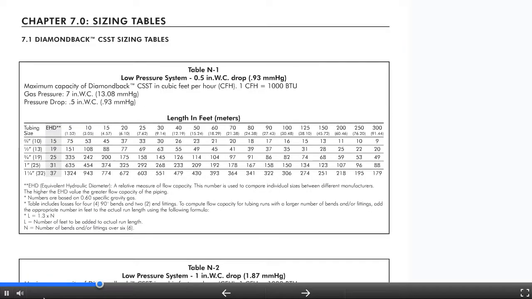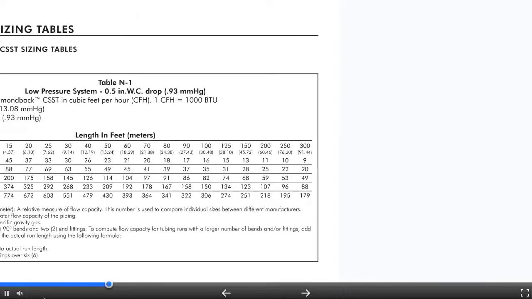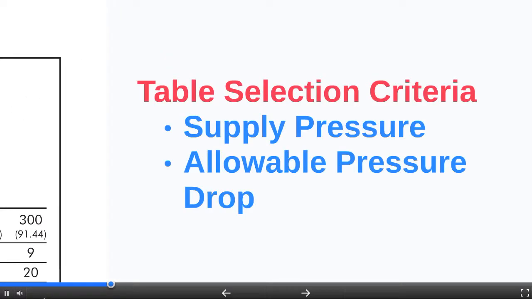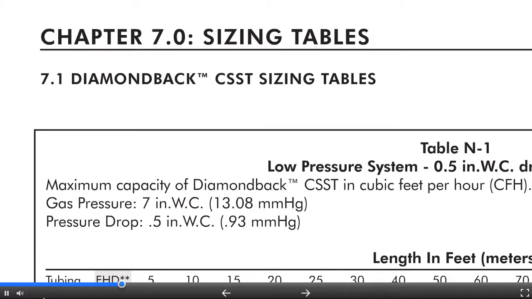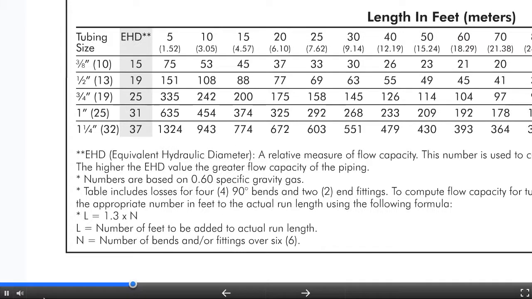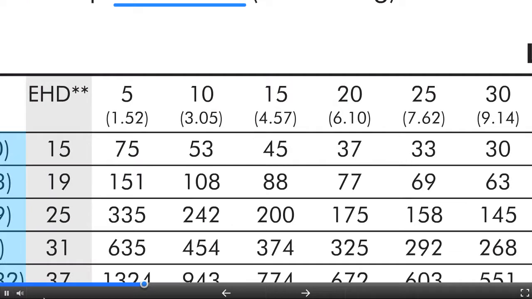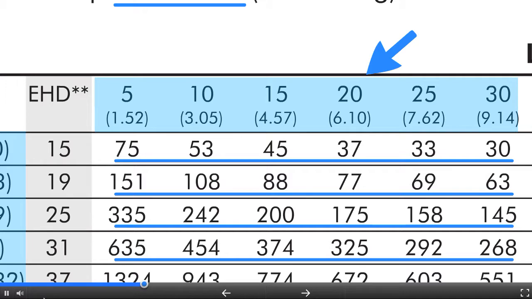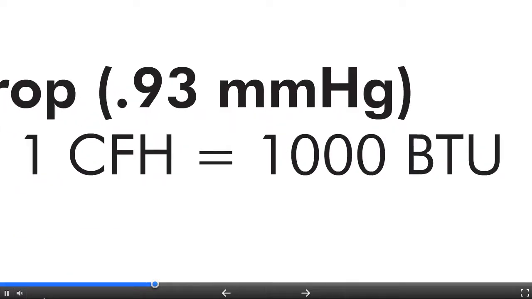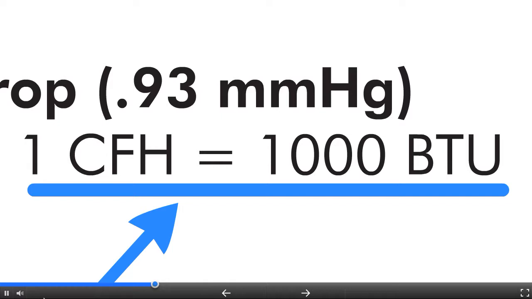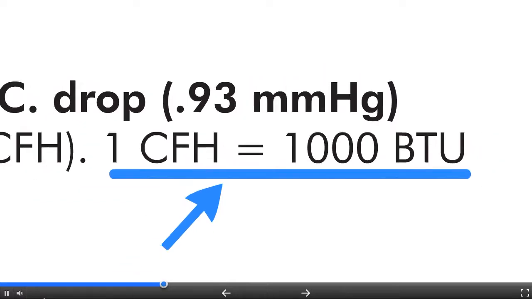Here is Table N1. The key to selecting the right table relates to the supply pressure and the allowable pressure drop. In this example, the supply pressure is 7 inches water column and the allowable drop is 0.5 inches water column. Along the left column are the different diameters of Diamondback pipe. Across the top are the different lengths, and the numbers in white correspond to the load. In the sizing tables, CFH is equal to approximately 1,000 BTUs.